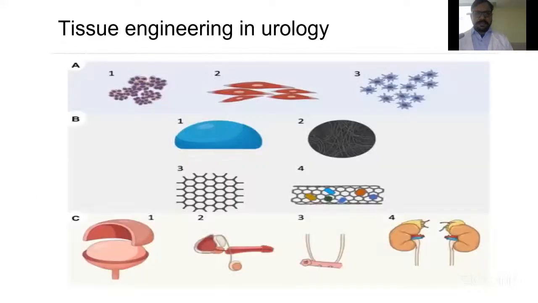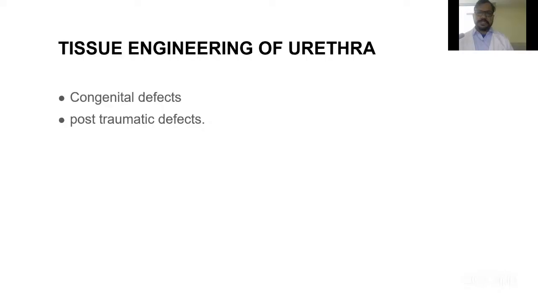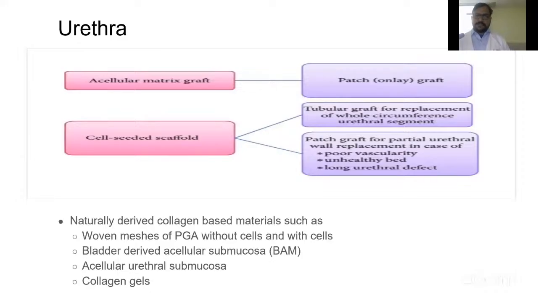disease and in infertility. Tissue engineering in urology is mainly used, as shown in the diagram, in bladder repair, penile reconstruction, urethral defect and kidney. Tissue engineering of the urethra is used either for congenital defect or post-traumatic defect. For the urethra, engineered tissue is used either as a patch graft or a tubular graft for replacement of the wall of the circumferential urethral segment. A patch graft is used for partial urethral defect in case of poor vascularity, unhealthy bed, and long urethral defect.